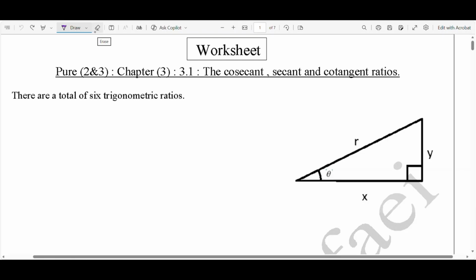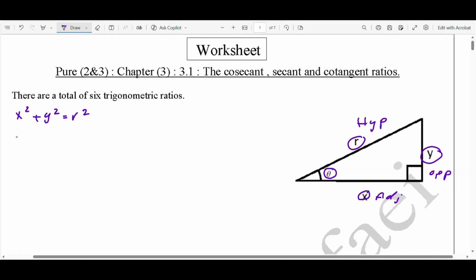In the beginning, I'm going to review the 3 trigonometric ratios we learned in O-level. Going back to the right angle triangle, I have the angle theta, y is the opposite, and x adjacent, r hypotenuse. And do you remember the Pythagorean theorem, x squared plus y squared equals r squared.